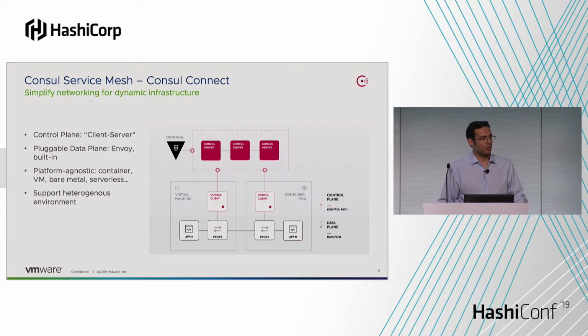The servers are going to talk to the clients in each of the infrastructure components that we are going to have. There are going to be different clients. And then the clients are going to program the proxies, which is the data plane. So Consul is providing out of the box an integration with Envoy as a proxy, but the model is pluggable. So we can potentially use different proxies in different deployments of Consul, or we can use a different proxy in all of them.